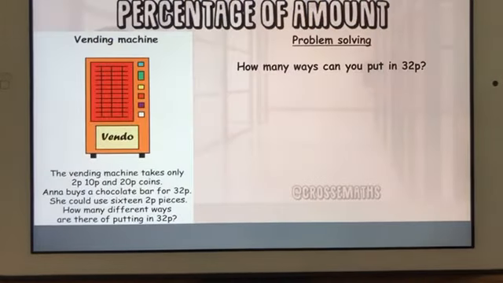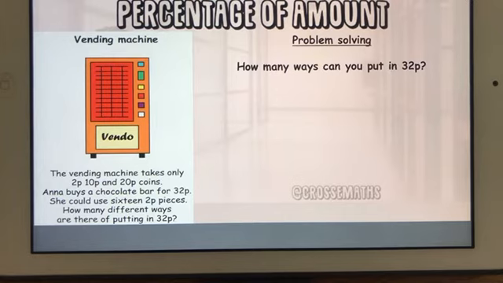Next one. So, now a little bit of problem solving. Not so much on percentage of amount, just problem solving in general. A vending machine takes only 2, 10 and 20p coins. Anna buys a chocolate bar for 32p. She could use 16 2p's. However, how many different ways are there of putting in 32p into the vending machine?